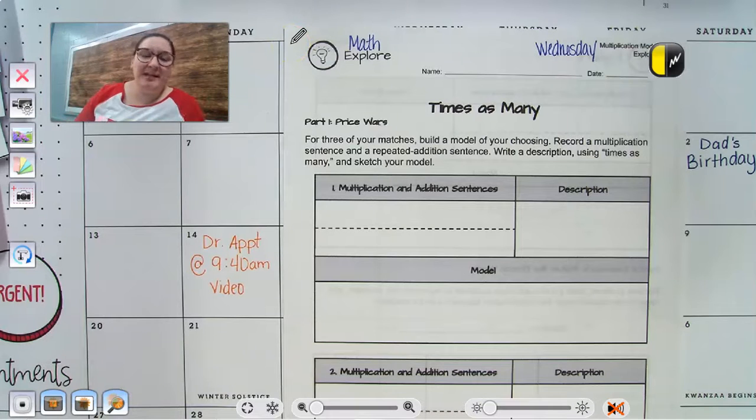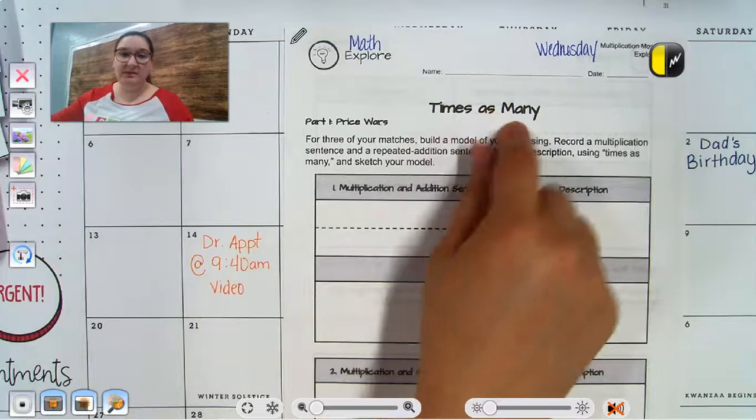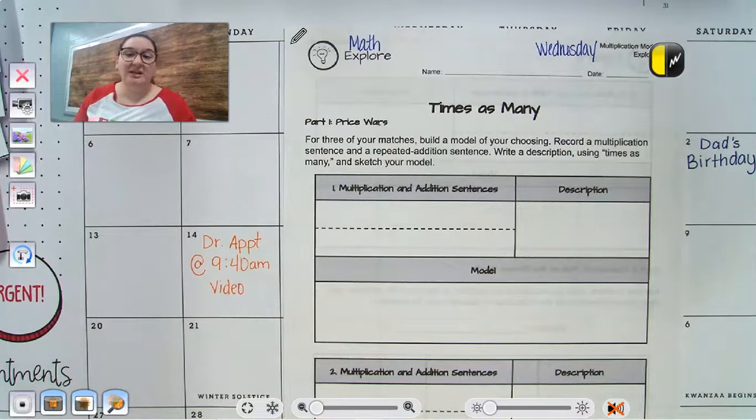Hey guys, so we are back at math. I know we're kind of off on our worksheets today, so just pay attention so you know which worksheet to get. You'll need the times as many Wednesday. I know it's Thursday. It says Wednesday.